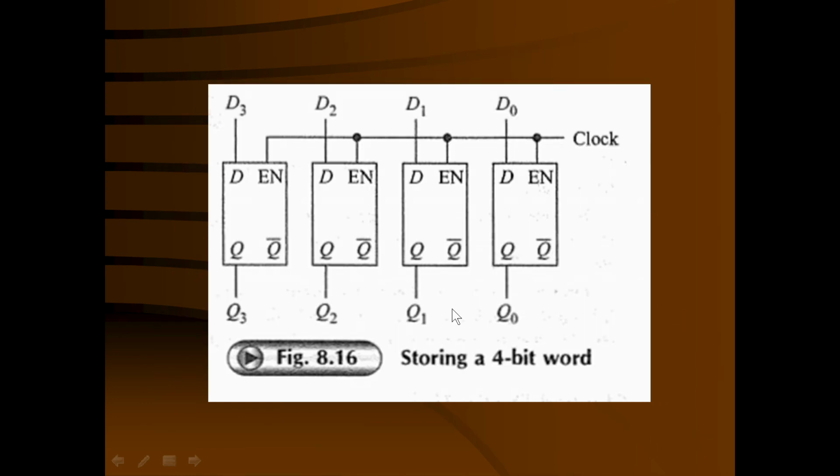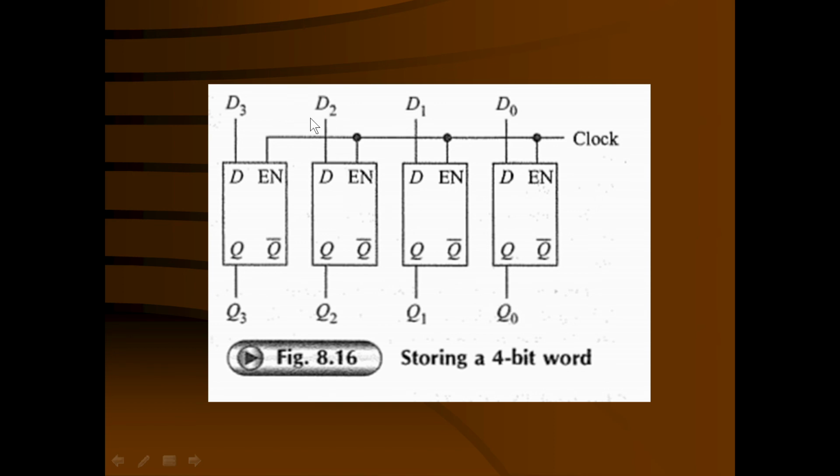This is the way a 4-bit word is stored. This is the 4D latch. Here this D input is designated D3, this D input is designated D2, D1 and D0. So here you have given the data 0, 1, 1, 1. Now when the enable input is high, this data is transferred to the output and Q3 becomes 0, Q2 becomes 1, Q1 becomes 1 and Q0 becomes 1.